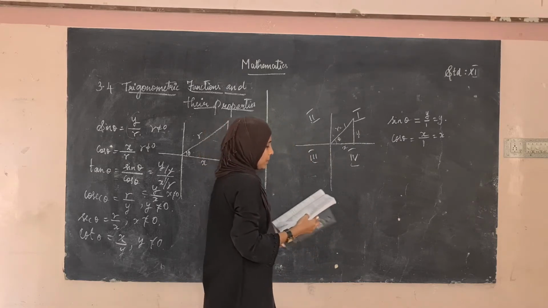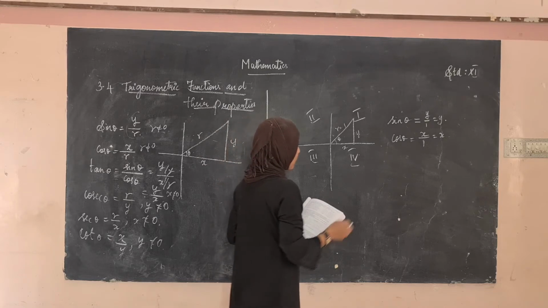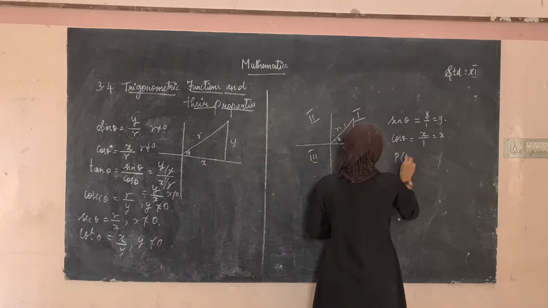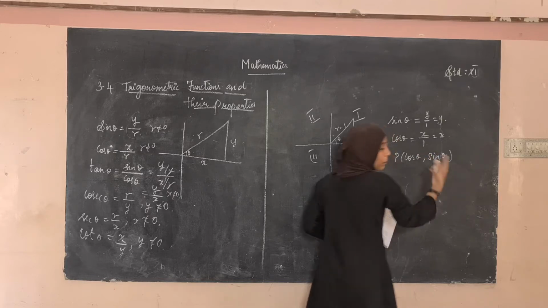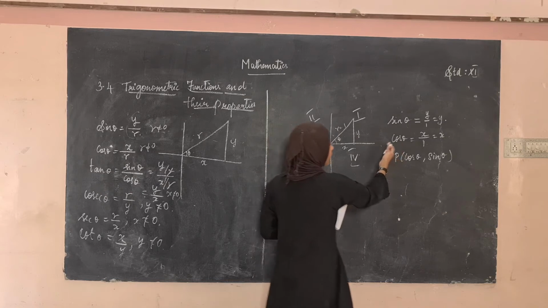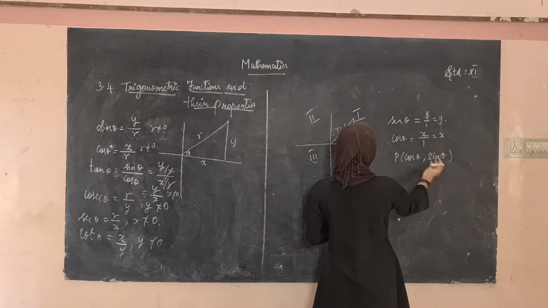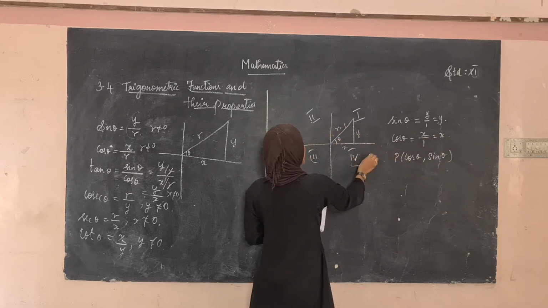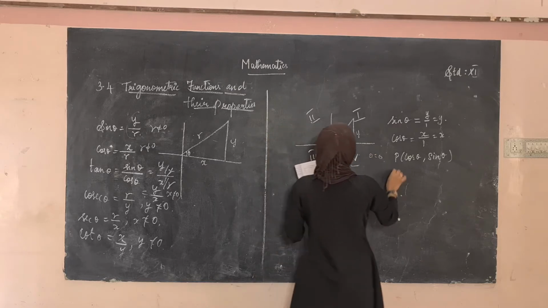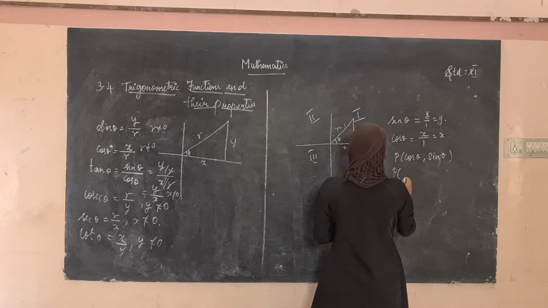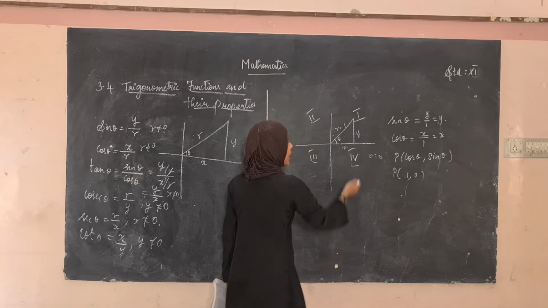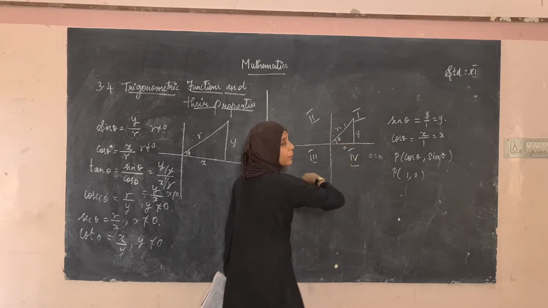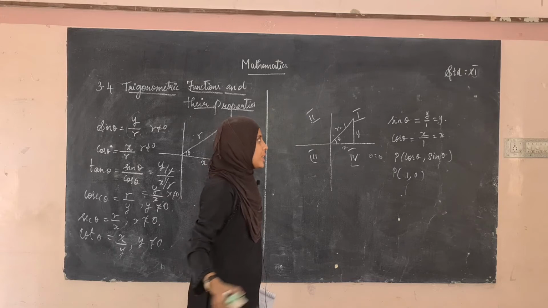Okay. So the point we define as cos theta comma sine theta. Right, that is x comma y. So instead of x we are writing cos theta and instead of y we are taking sine theta. So for some value of theta, if theta is equal to 0, then the point will be P of cos 0, which is 1, and sine 0, which is 0. That is P of 1 comma 0. The point is 1 comma 0. Likewise, for different values of theta, the points will be changing. Okay.